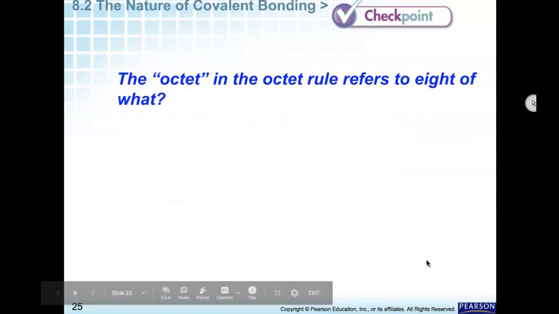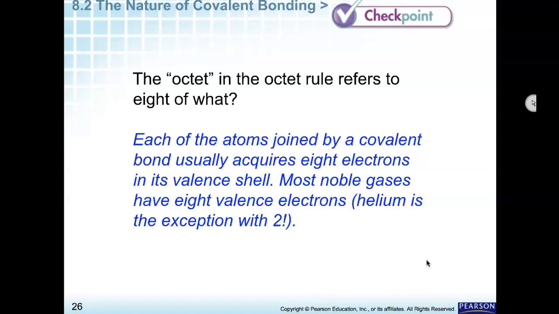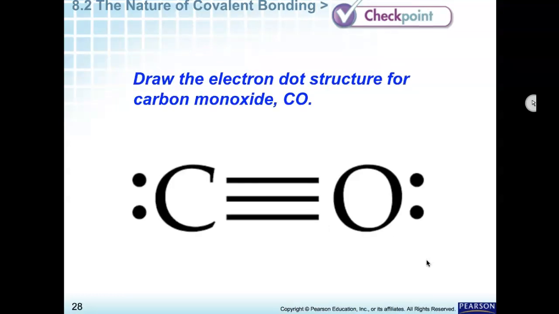What does the octet in the octet rule refer to? 8 of what? It refers to 8 valence electrons, and everything wants to acquire or lose electrons in order to get 8 with ionic compounds, or it wants to share electrons to have 8 with these covalent bonds in chapter 8. One more, I'd like you to draw the electron dot structure for carbon monoxide. And you should have got that.